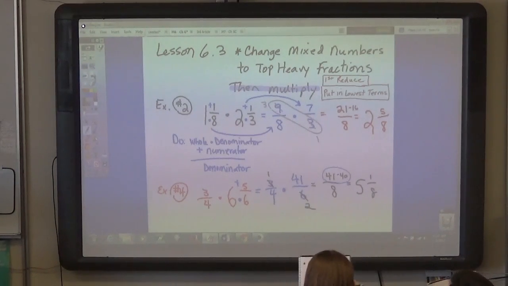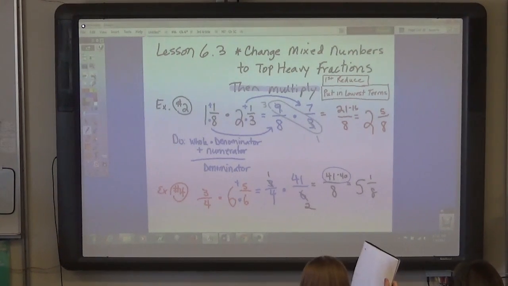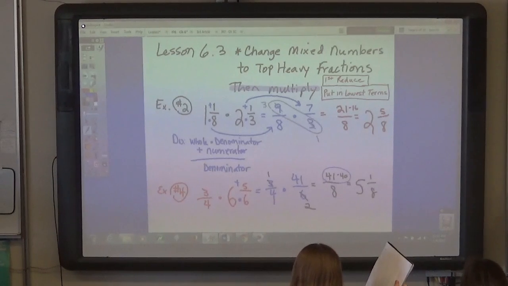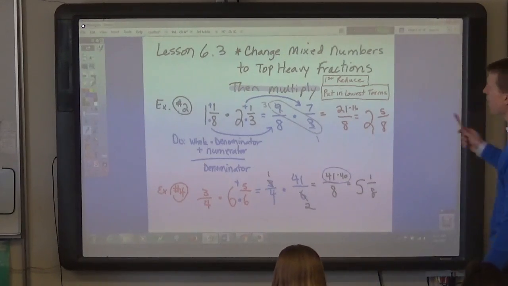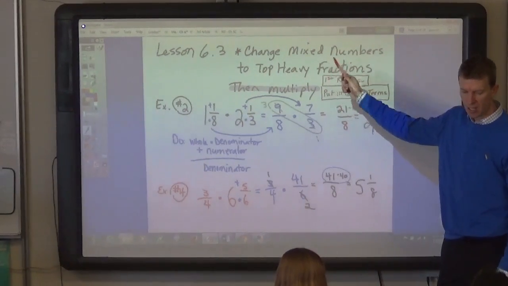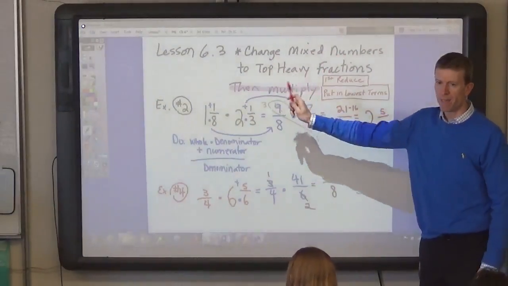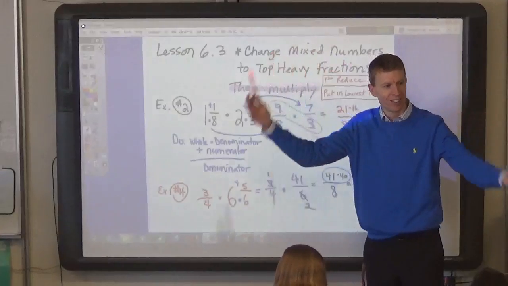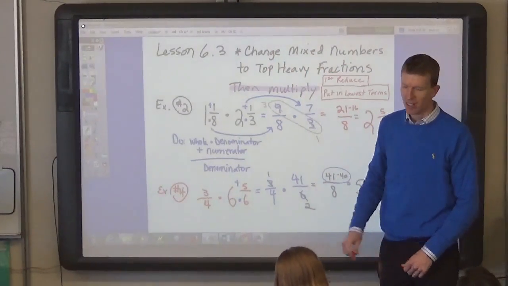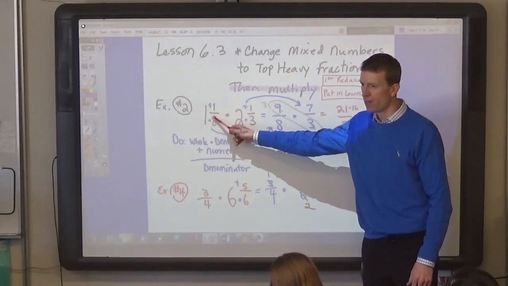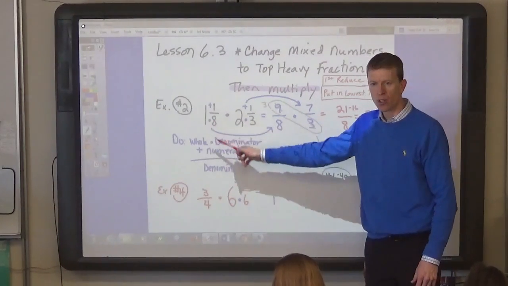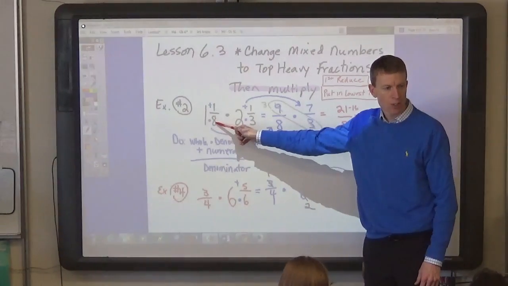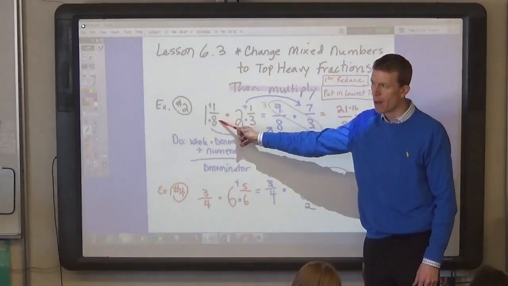Lesson 6.3 is on multiplication again, but changing the numbers from mixed numbers to top-heavy fractions first. Before you can multiply fractions, you have to change the numbers to fractions. This is not a fraction yet. We have to change this. So if you remember how to change a mixed number to a top-heavy fraction, how do you change it?